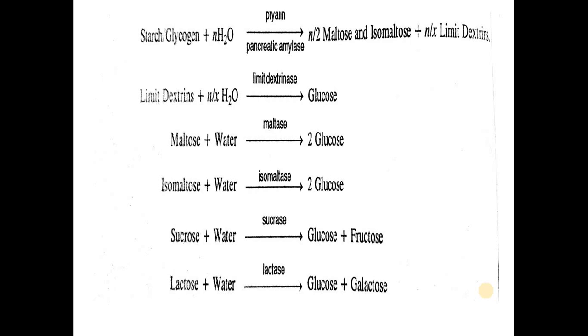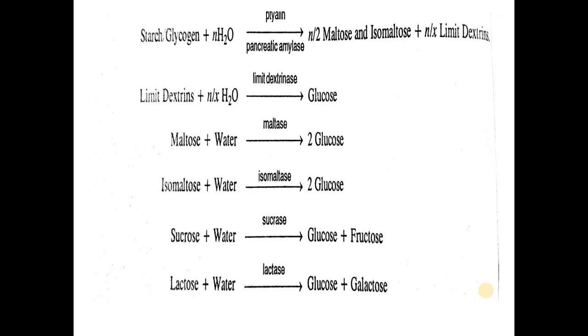So let us come to the digestion of the carbohydrates. This is the chart showing the digestion of the carbohydrate, how carbohydrates, that is starch, which is a polysaccharide, is converted into simple sugars like fructose, glucose and galactose. The digestion of starch and glycogen begins in the oral cavity and it is completed in the small intestine.